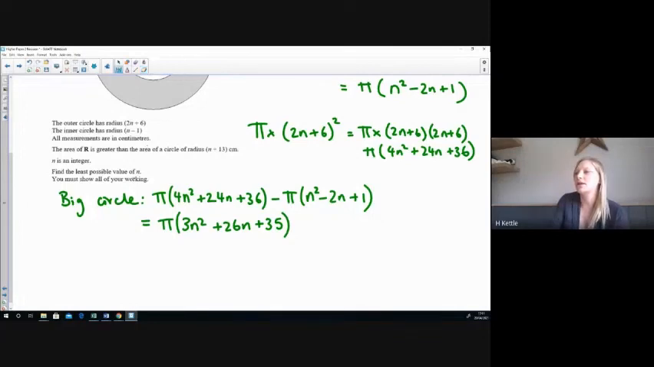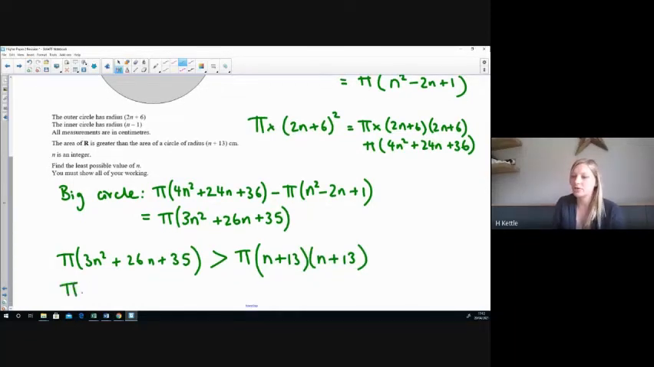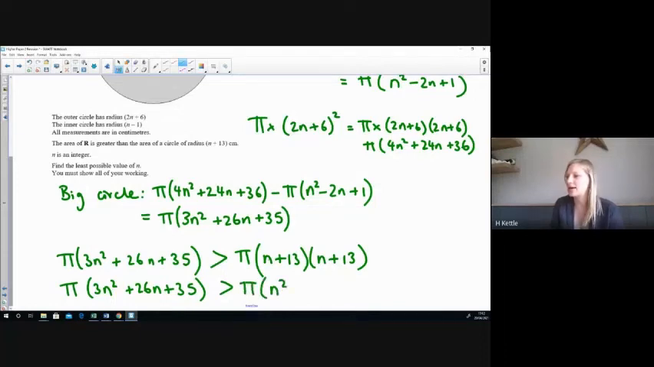The area of the grey bit, which is pi lots of 3n squared add 26n add 35, is bigger than the area of a circle of radius n add 13. So to get the circle of radius n add 13, it's going to be pi lots of n add 13 squared. So I'm going to write that out twice again. So working this down, I've got pi lots of, and I'm just going to leave this side as it is, greater than pi lots of n squared add 13n add 13n, so add 26n add 169.